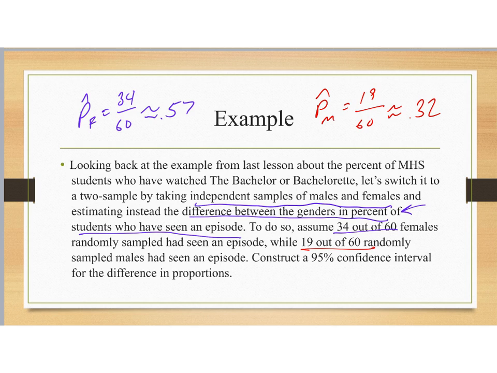So in other words, is this difference of 25% big enough to say, even though we're only talking to 60, it's a big enough difference to know that if we were talking to everybody, there would still be a difference? Or is it not a big enough difference? And that's what we're going to find out here with the confidence interval.